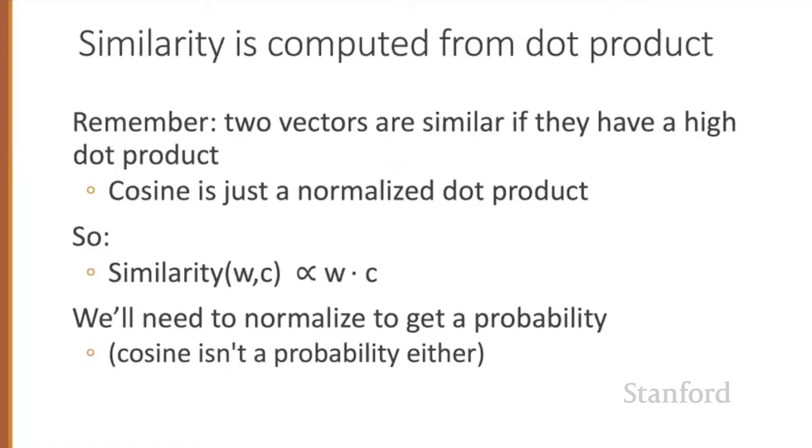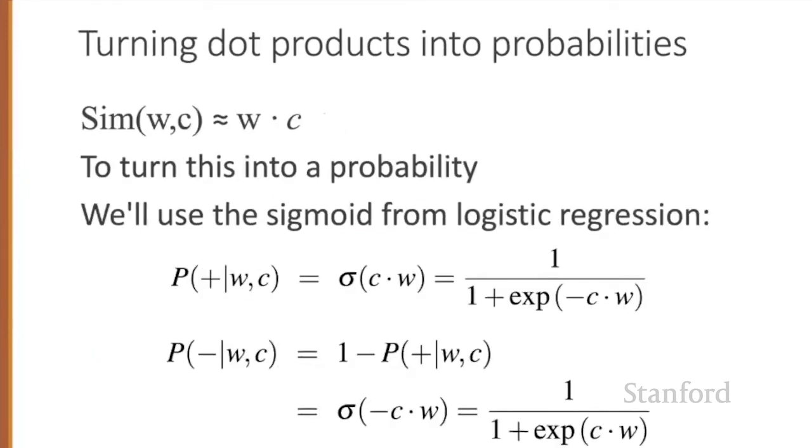The intuition of the skipgram model is to base this probability on embedding similarity. A word is likely to occur near the target if its embedding is similar to the target embedding. To compute similarity between these dense embeddings, we rely on the intuition that two vectors are similar if they have a high dot product. After all, cosine is just a normalized dot product. In other words, the similarity between a word embedding and a context embedding is proportional to W dot C. We'll need to normalize to turn this similarity into a probability.